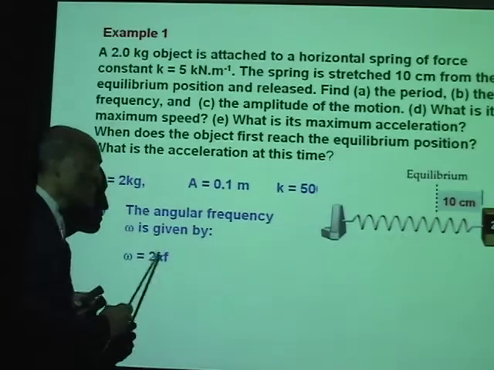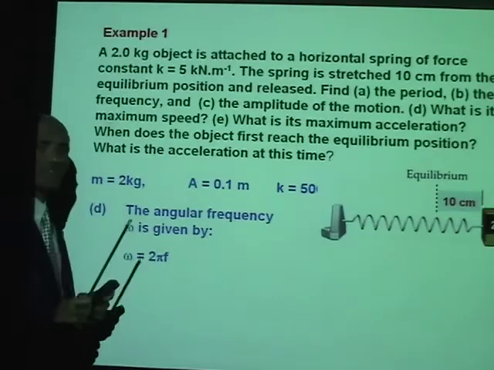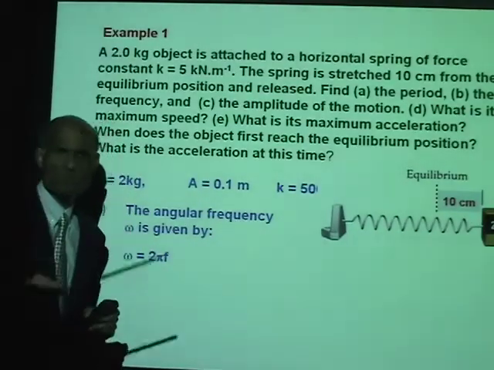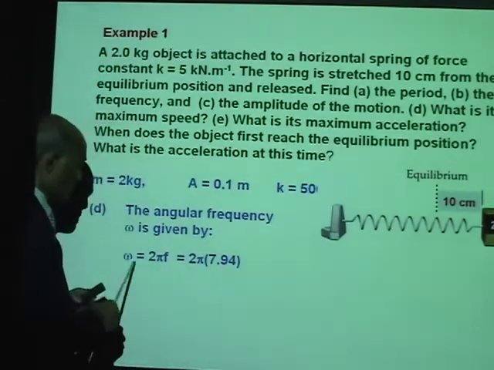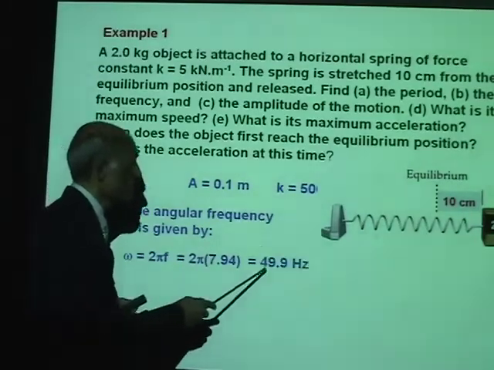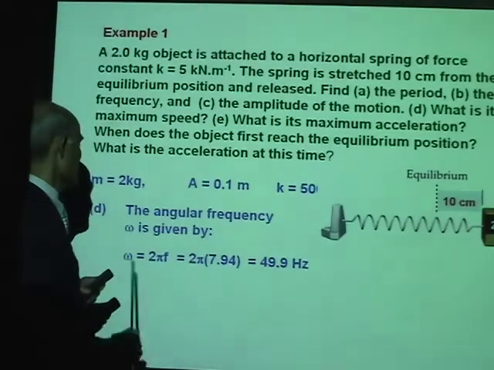Omega equal to 2 pi f. We know the frequency. We just calculated the frequency. I don't have that value here, but I thought it was 7 point. Anybody remembers that? Well, 7.94. So omega is 2 pi f. Use the value of f. You get 49.9 Hertz as omega.